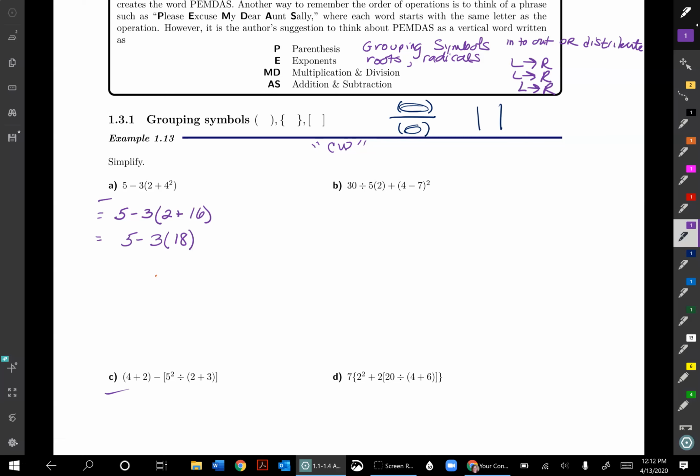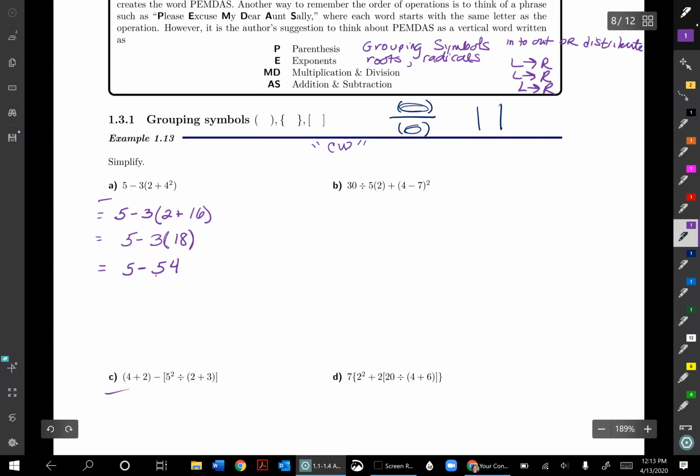Then I would go ahead and calculate out the multiplication here. If there's just one thing inside the parentheses, that means multiply. It's not really acting as a grouping symbol. It's acting as a multiplication notation. So here's 5 minus 3 times 18, which comes out to be 54.